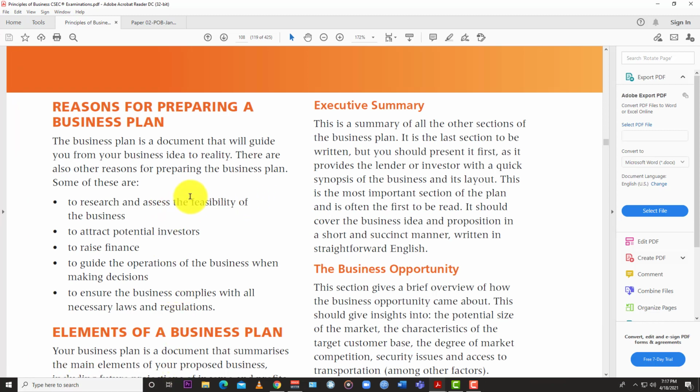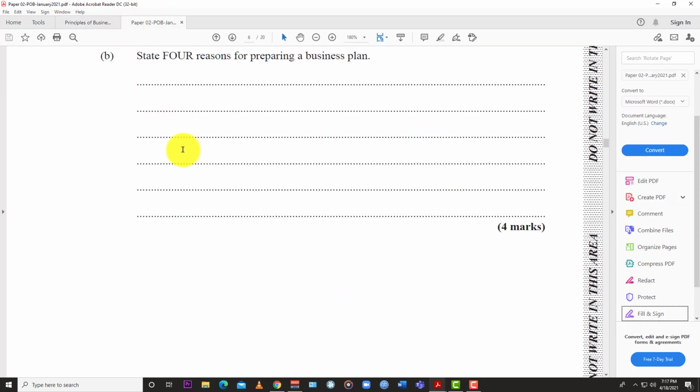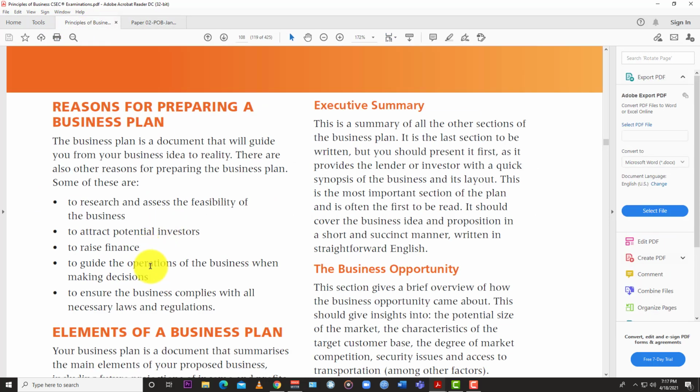So some reasons for preparing a business plan: 1, to research and assess the feasibility of the business. And they ask you to just state, right? So that's 4 marks. So to research and assess the feasibility of the business. So you carry out a business plan to see if the business is actually feasible, if it actually can be done, to see if it's actually possible.